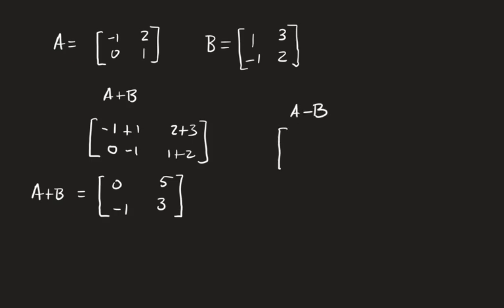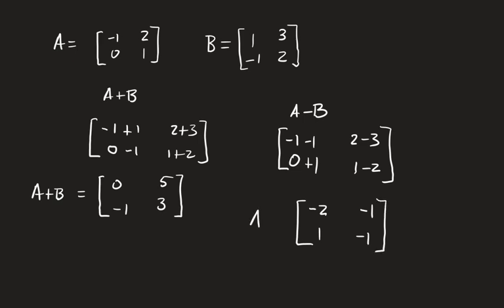So you're going to get -1. And now we're going to change all the signs to your B. So that's going to be -1. And then we have 0 minus -1. That's going to give you +1. Then you have 2 minus 3. And you have 1 minus 2. So now the answer to that operation is going to be -2, +1. Then we have -1, -1. So this is going to be A minus B.